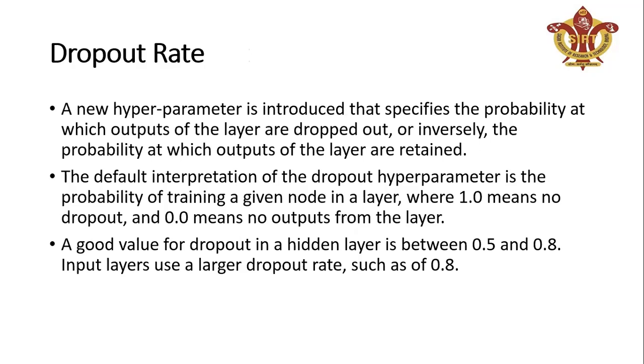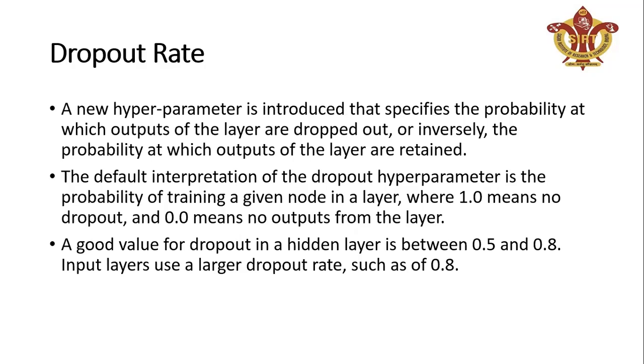Our new hyperparameter in dropout is the dropout rate. The dropout rate decides how many neurons must be dropped out from a layer, and it always lies between 0 and 1. If the dropout rate is 1, it means no dropout, and if the dropout rate is 0, it means no output from the layer, meaning all neurons will be dropped out.